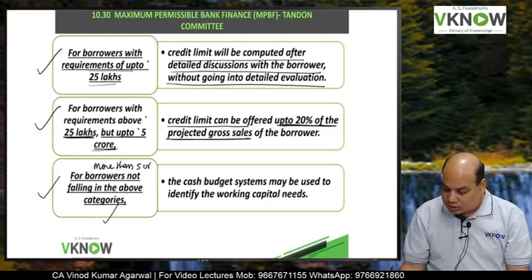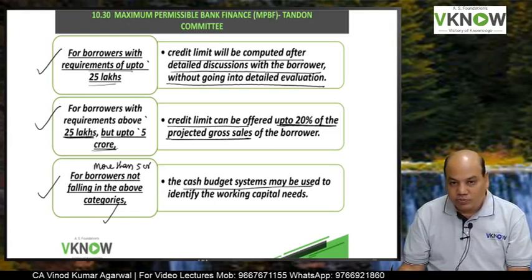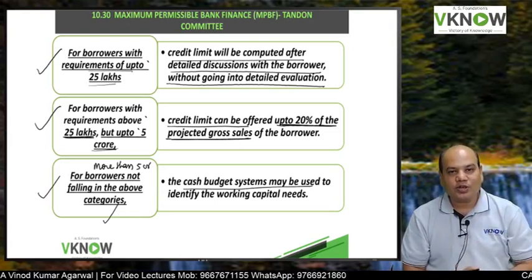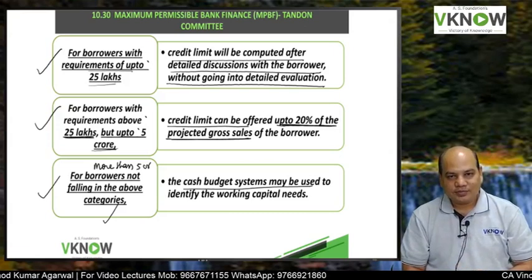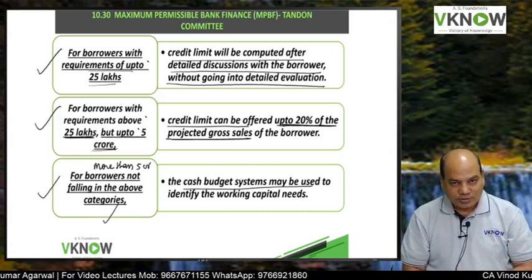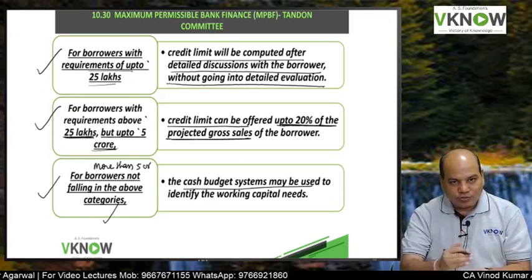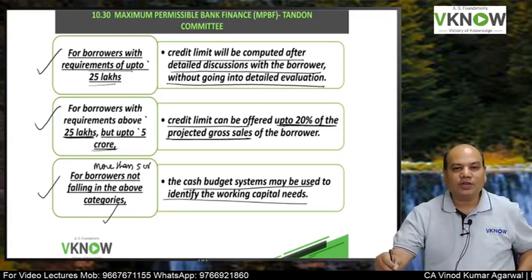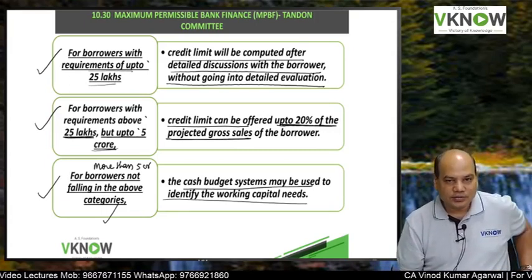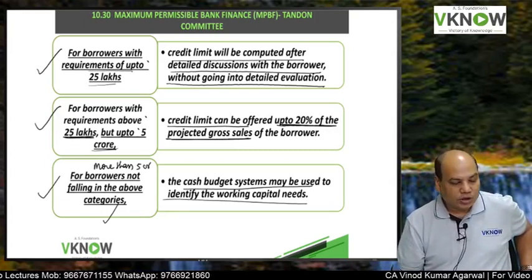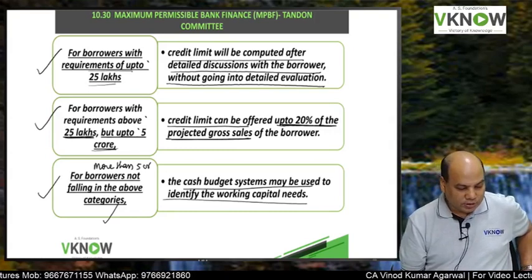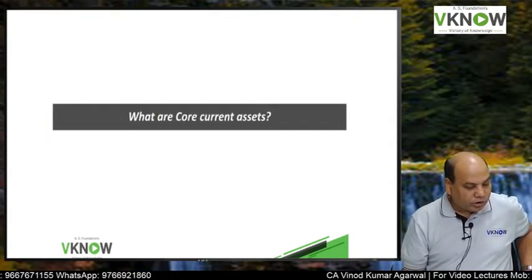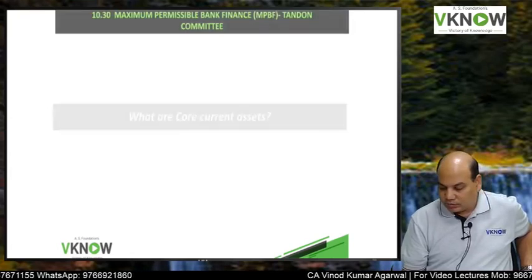So here they are saying cash budget system will be used. So they will check how much funds the company would actually require by preparing cash budget. What will be inflows, outflows, shortfall, and accordingly identify the working capital needs. So these are the new system, new credit system. Okay. Now come below.